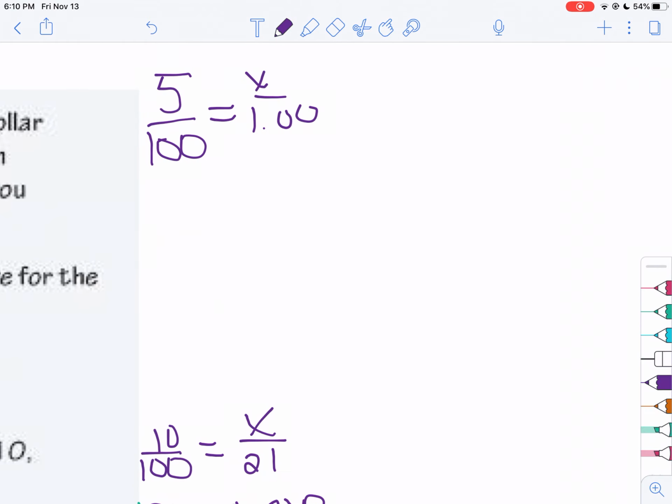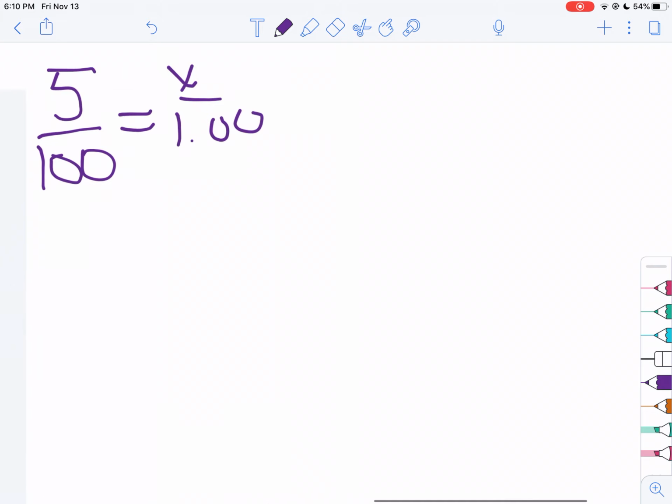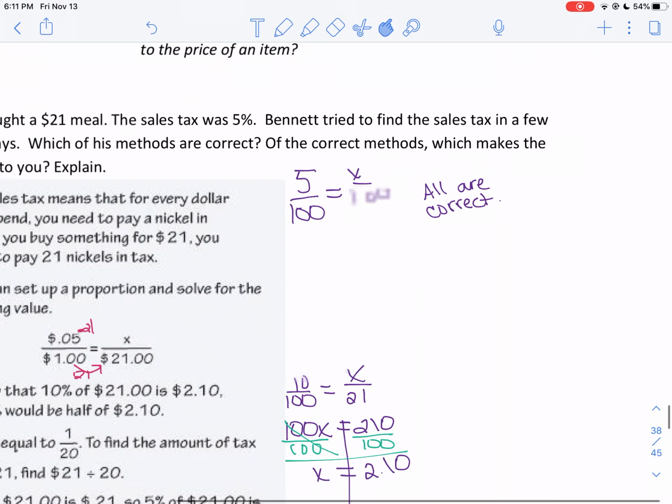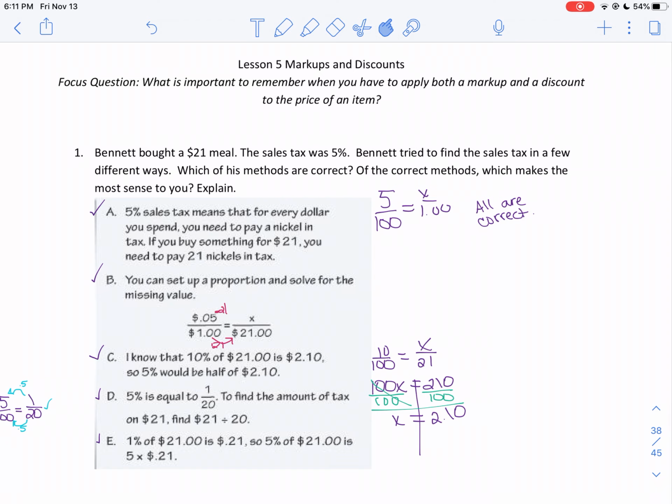Which one made the most sense to you, though? So that part is up to you. So all are correct, but then you pick which one makes the most sense to you, and explain why you think it makes the most sense.